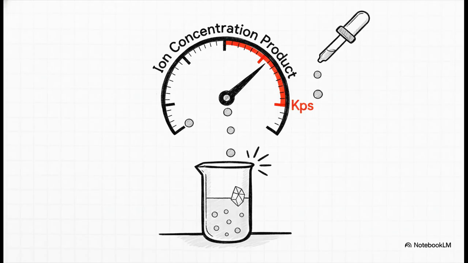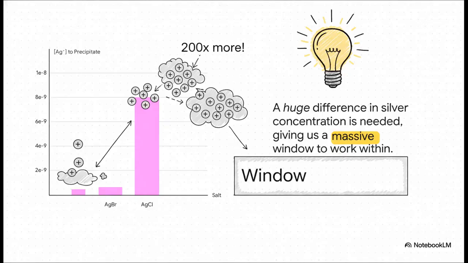The trick is that we have to add our silver ions slowly, drop by drop. A precipitate will only start to form at the exact moment the concentrations of the ions, multiplied together, hit that magic Ksp number. And here it is, the aha moment. Just look at the insane difference in the silver concentration we need. It takes just a whisper of silver to get the bromide to start precipitating. But to get the chloride to even start forming a solid, we need a concentration over 200 times higher. This gives us a massive window to work in.